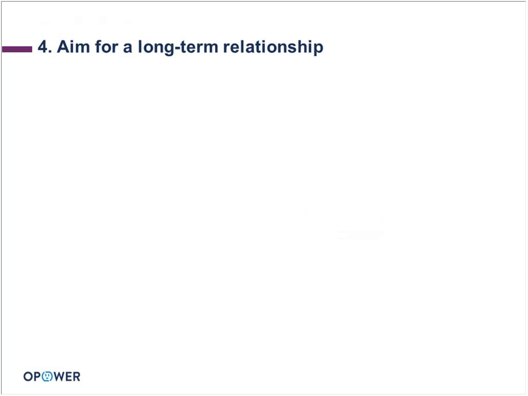So the fourth principle we have is to aim for a long-term relationship. This is important because we're not trying to drive customers to do one specific thing. We're trying to adjust habits and behavior over time. And so what we do at Opower is really enhance the existing relationship between utility companies and their customers.